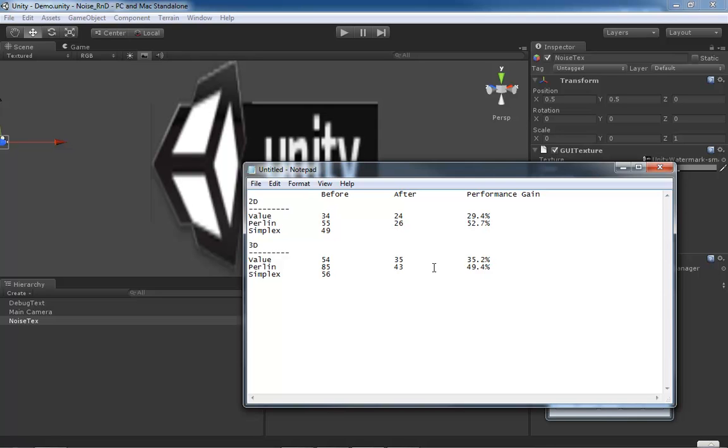Yeah, absolutely. It's to the point now where, even without optimizing simplex, it beats simplex. It'll be interesting to see what we get when we start optimizing simplex.